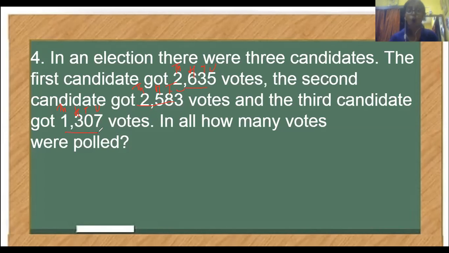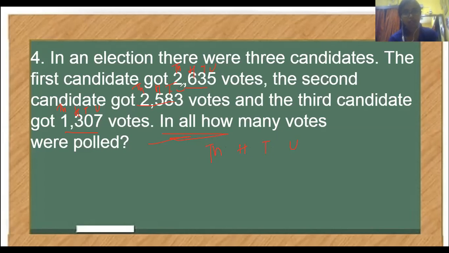votes. In all means what, friends? In all means सब मिला के, how many votes were polled, कितने वोट्स आए थे. In all means सब कुछ मिला के, सब कुछ जोड़ के. When we are adding everything, when we see the word in all, what does it mean? What are we going to do? Which operation? We're going to add, right? So we're going to add here, but first we're going to write the place values, units, tens, hundreds and thousand.